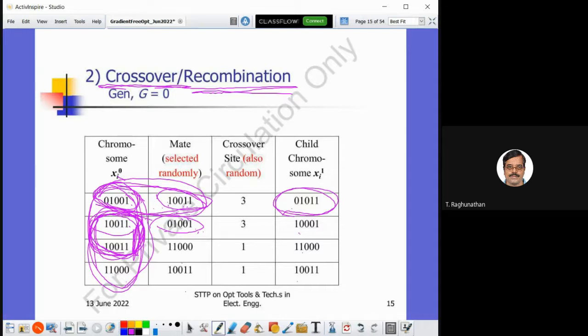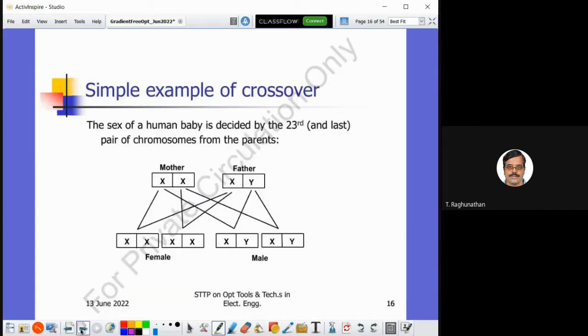I'll show you with a simpler example what happens in humans. For example, you have mother, you have father. As all of you will recollect from high school level, that's one of the most basic things learnt at that stage of life. The sex of the offspring, the baby, is decided by the 23rd pair of chromosomes. For a female, it is XX. For a male, it is XY.